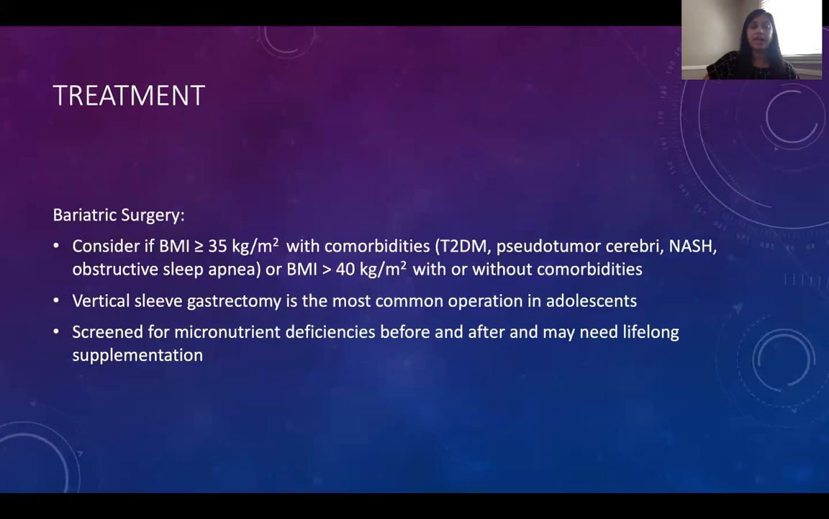You have to be careful because your patients do have to be screened for micronutrient deficiencies before and after their surgery, and may even need lifelong supplementation for various vitamins. Of course, every surgery comes with its risks, and so you really want to save this as your last resort, but it can be very, very helpful. Before patients are able to go through with bariatric surgery, they go through a very intense diet for a few weeks to help with rapid weight loss before surgery. But I won't go into too much detail about that.